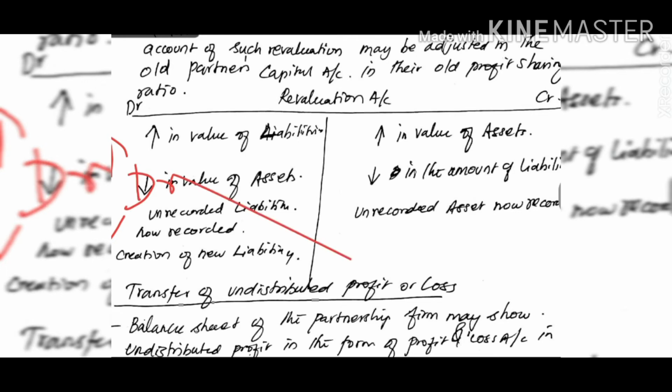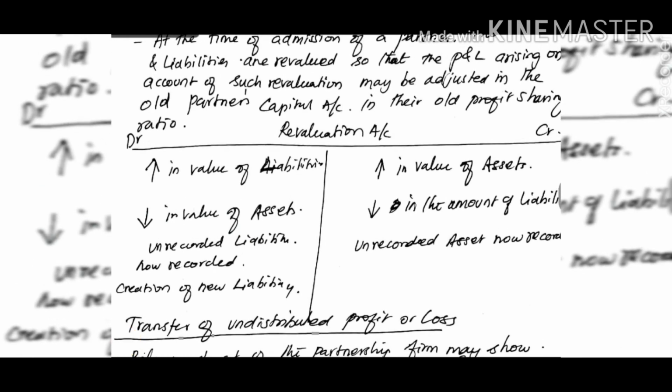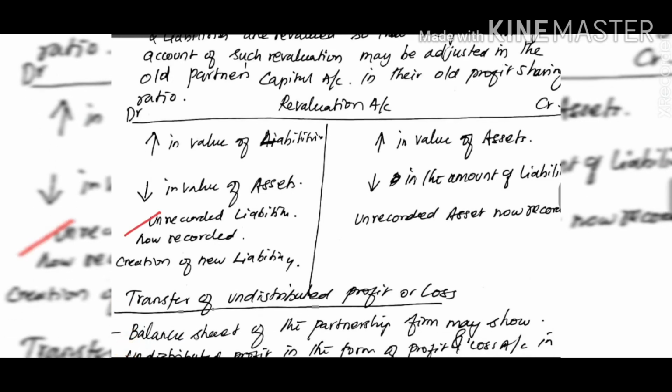And the value of asset increases or the value of liability decreases, we have to record on the credit. Unrecorded liability, if now recorded, we'll put it on the debit side. Unrecorded asset, now we have recorded, then we'll put it on the credit side. Creation of new liability, we'll put it on the debit side. By this way we'll prepare the revaluation account and find out the profit or loss arising out of revaluation.